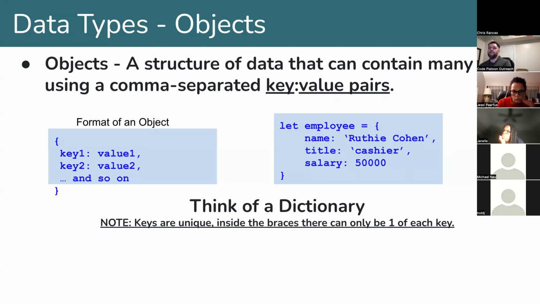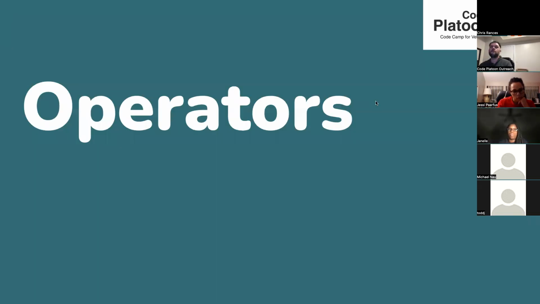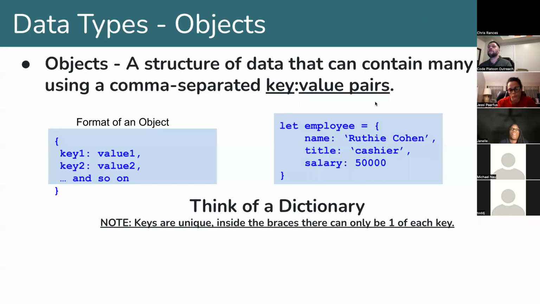All right. So that is our first taste of what an object looks like. Just in a plane, it's key 1, value 1, key 2, value 2, and so on. Let employee, name Ruthie Cohen, title cashier, salary 50,000. So we see that we can hold different values in here. Quick question. Are we able to change the values in the objects, or do we have to go in and physically change them? Can we write code?